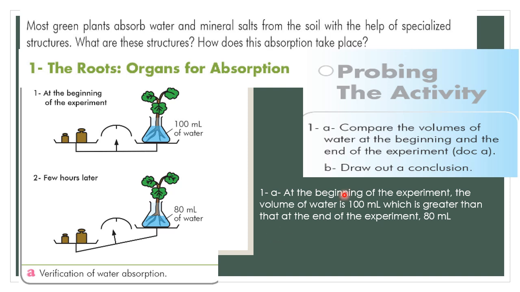Part B, draw out a conclusion. What do you conclude? We conclude that plants absorb water through their roots.